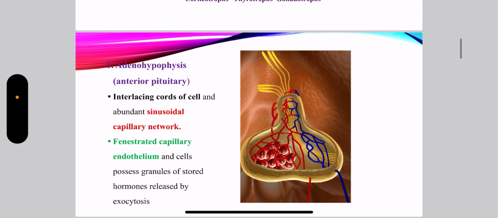So the adenohypophysis or anterior pituitary basically consists of interlacing cords of cells and has an abundant sinusoidal capillary network. You can see in this figure. And the endothelium of these capillaries is fenestrated. And the cells have granules of stored hormones that are secreted by the process of exocytosis.